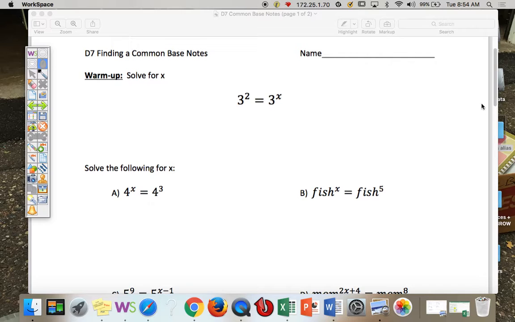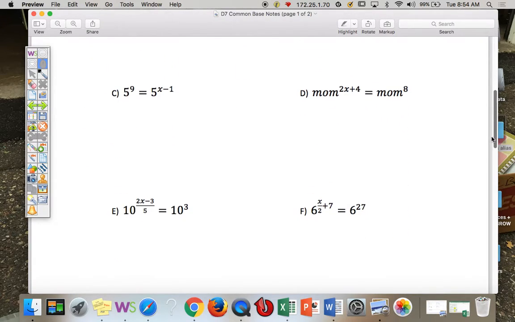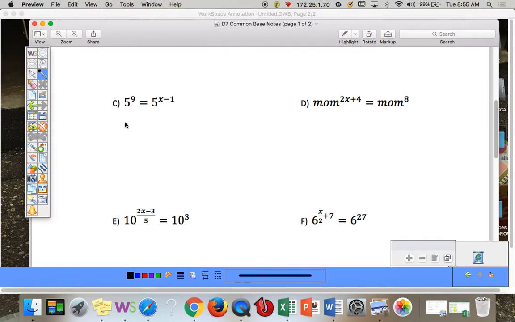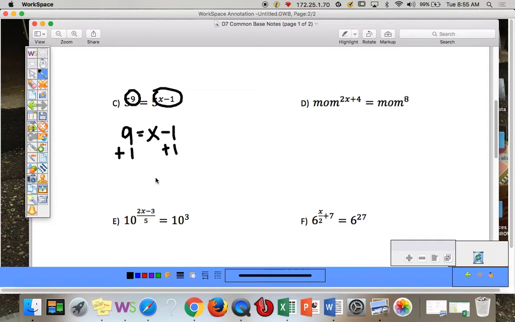So let's look at what happens for C and D. Again, for C, the bases match. So what that means is that this 9 must equal the x minus the 1. Then we're going to solve. We'll add 1 to each side. So if x is 10, and we plug in 10 minus 1, we'll get 9. Then you get 5 to the 9th equals 5 to the 9th. So here, x is 10.